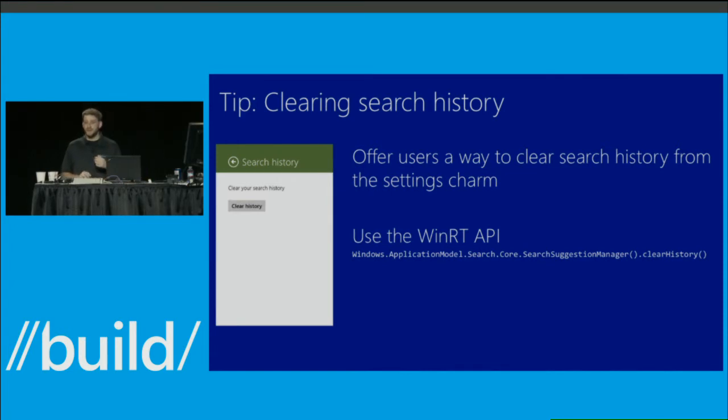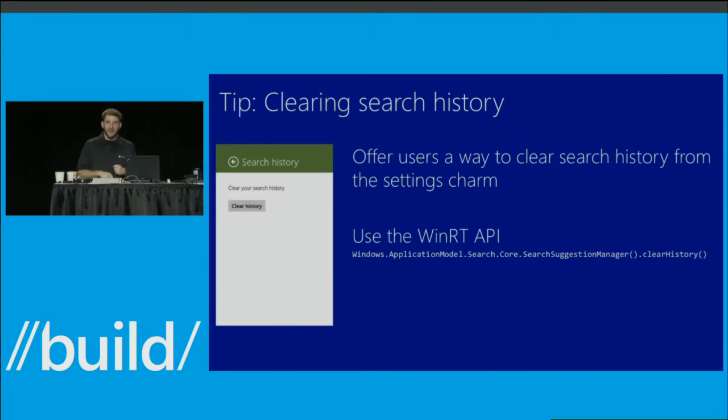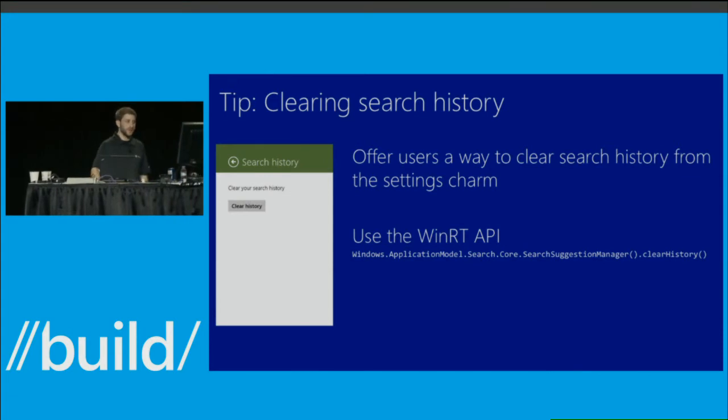This next tip, it's great to have a lot of suggestions. And it's really great to have a lot of suggestions that are relevant. As soon as the user doesn't want a suggestion there, it's a nuisance. So offer the user a way to clear their history. There's all sorts of reasons why a user might want to do this, so put a button in your settings, in the settings charm, to clear the history. There's a WinRT API to be able to do that, and then the search box won't show any previous history after that point.